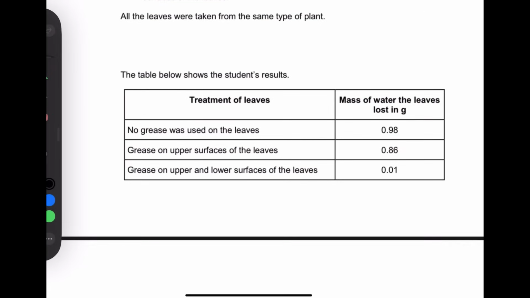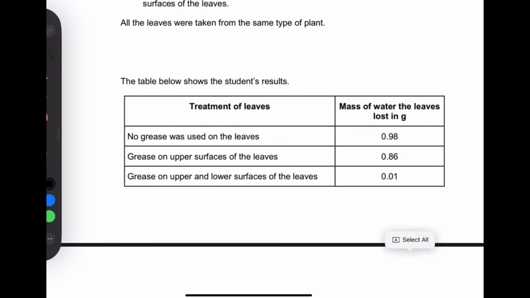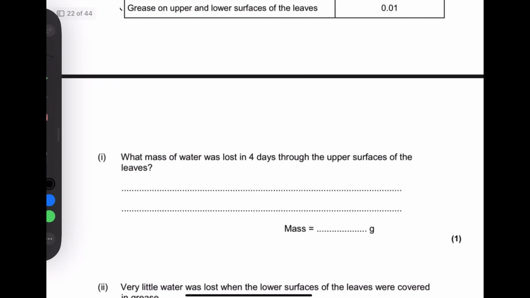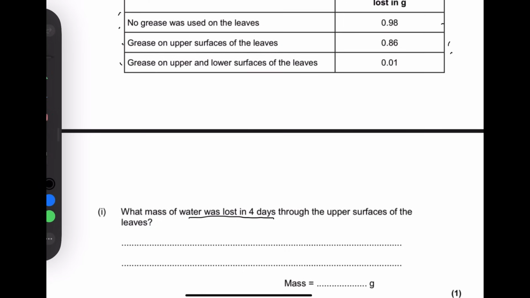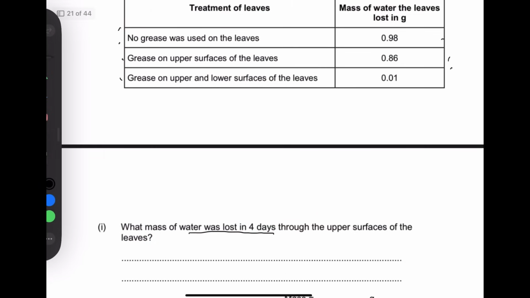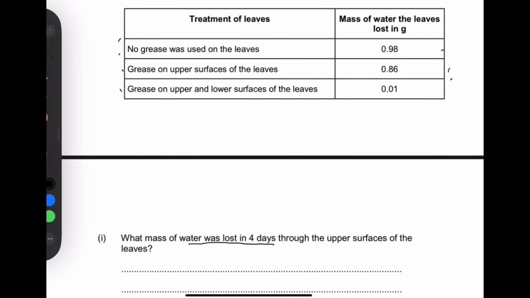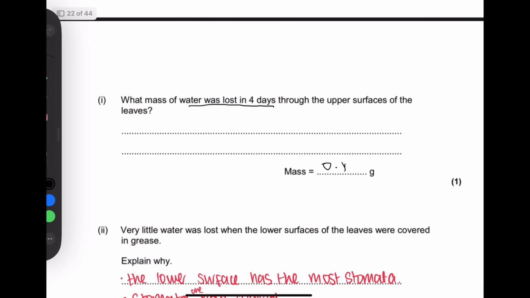So the table below shows the students' results. Here it shows the treatment, so the different types, and also the mass water loss in the leaves. Okay. So question 1, what mass of water was lost in 4 days through the upper surface of the leaf? So we can see here, we can just subtract, so it is 0.12.